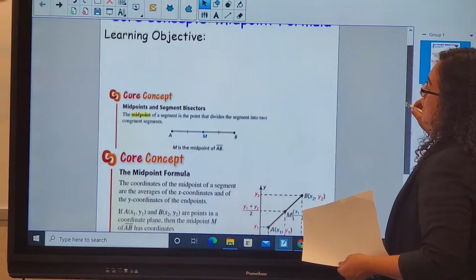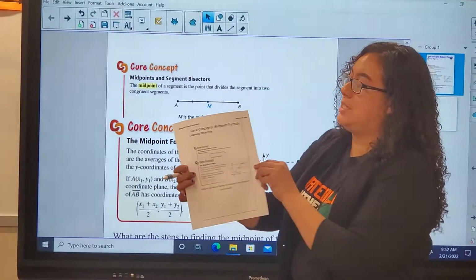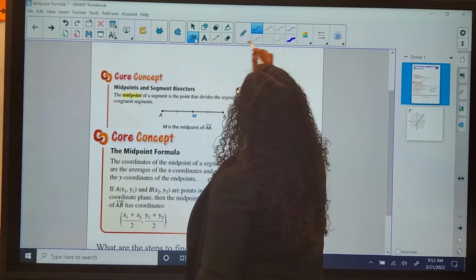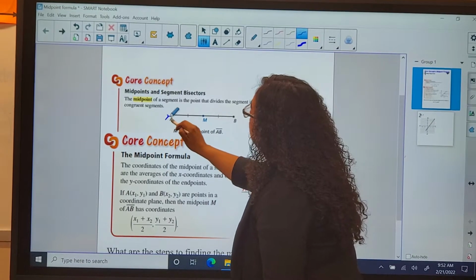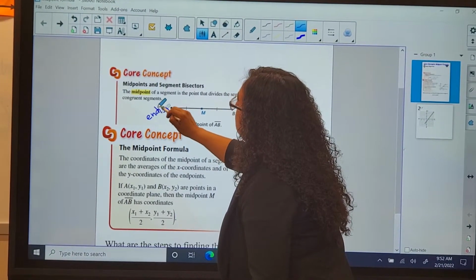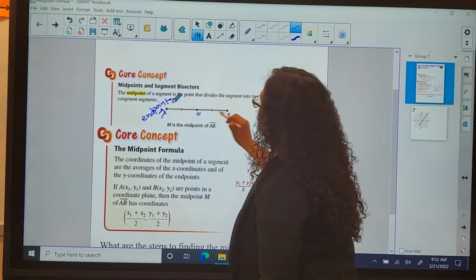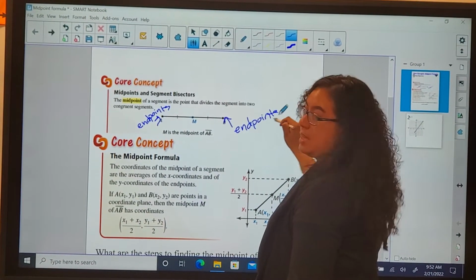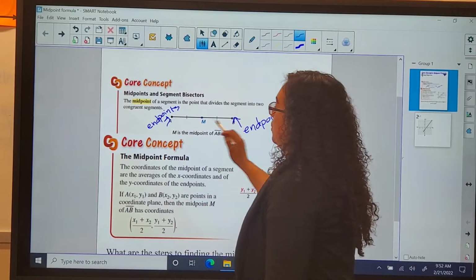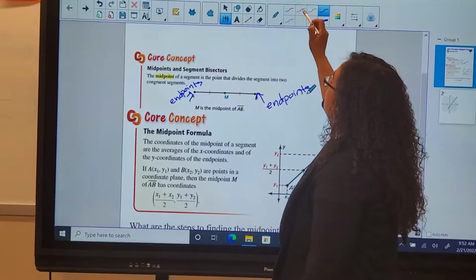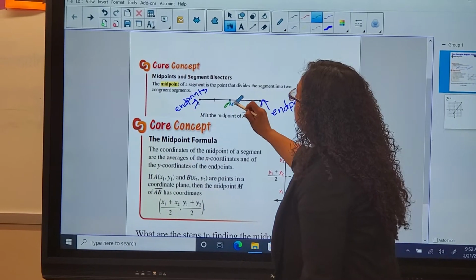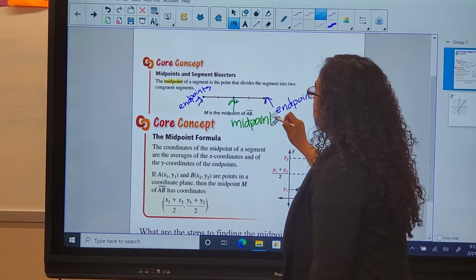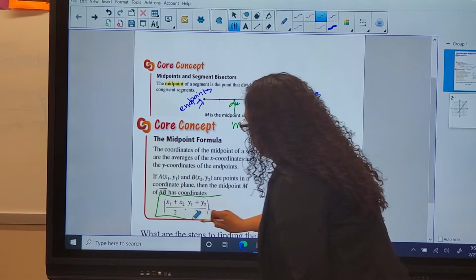Okay, what you're going to be learning today, go ahead and take notes on your core concept midpoint formula handout. Yesterday, as a friendly reminder, these are the endpoints, and we calculated the distance between these two endpoints with the distance formula. Today we're going to calculate the middle point, the midpoint, and we're going to use the midpoint formula.